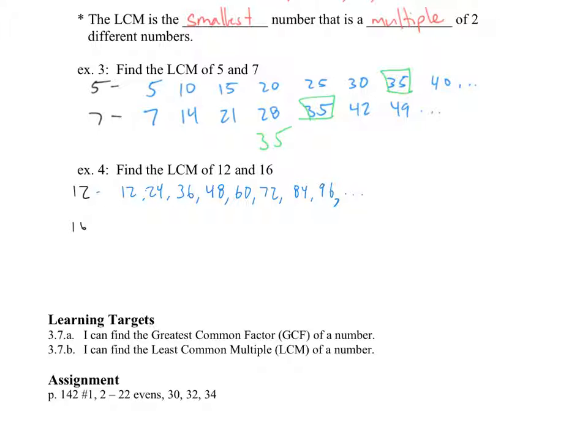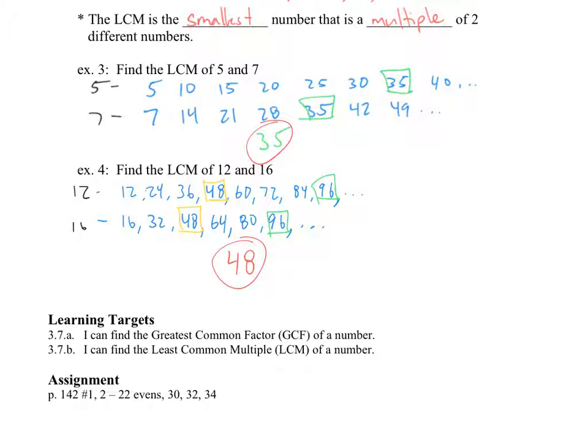Of 16, we have 16, 32, 48, 64, 80, and 96. Do we have any numbers that are repeating? I got a 96, I got a 96, and I also heard somebody say there was a 48. So are there any smaller numbers than 48? No, so my least common multiple is 48.